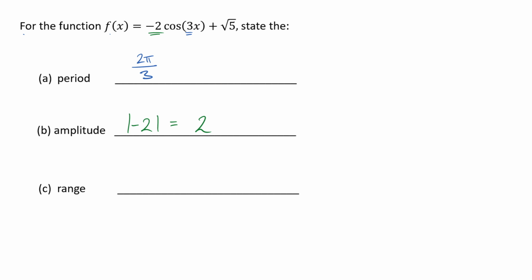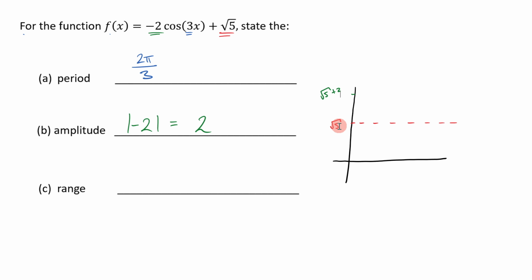And then for the last one here, we're asked to find what the range is going to be. I find it helpful just to draw a sketch to help us out here. Okay, so I know that I have a vertical translation here of plus the square root of 5. So that means I'm shifted up here to the square root of 5. And then from that, I need to plus and subtract my amplitude. So that means I'm going to go up to the square root of 5 plus 2. And then I have to subtract 2 from the square root of 5.